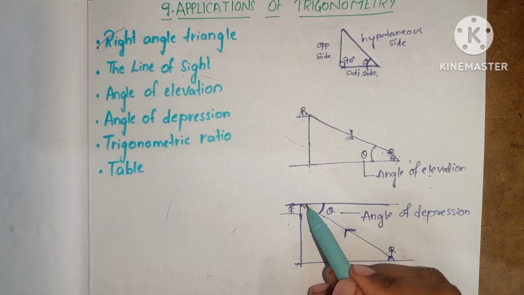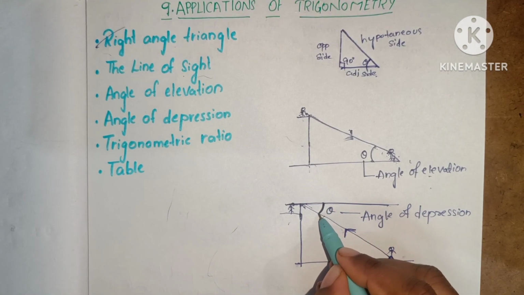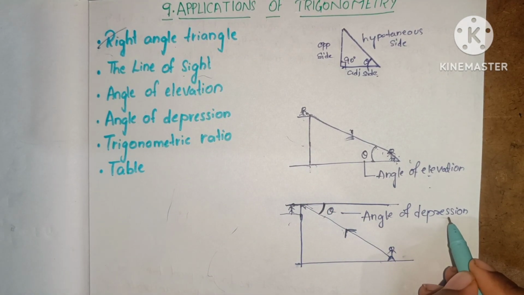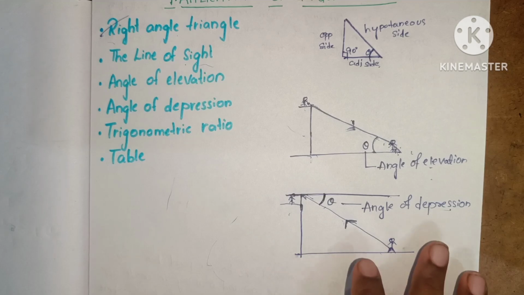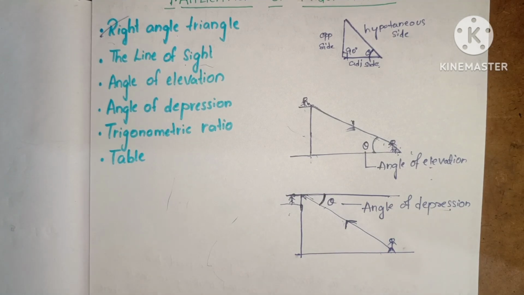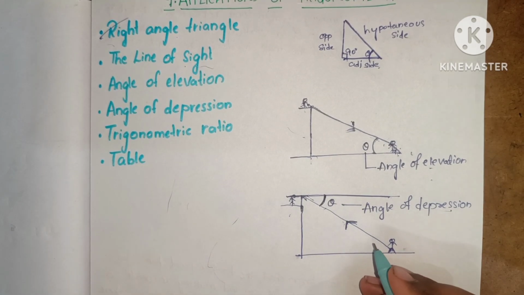So I drew one horizontal line there. The angle between that horizontal line and the line of sight is nothing but the angle of depression. So, understood the concept here, angle of elevation and angle of depression, right? And one more thing I want to say.